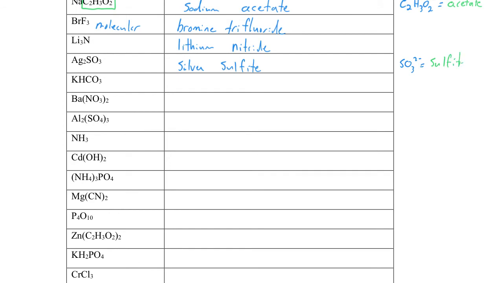Then we go to the next example. We see another ionic with a polyatomic ion in it. We have hydrogen carbonate, or bicarbonate for short. Potassium is the metal. So the name for this would be potassium bicarbonate or potassium hydrogen carbonate. Both are acceptable.